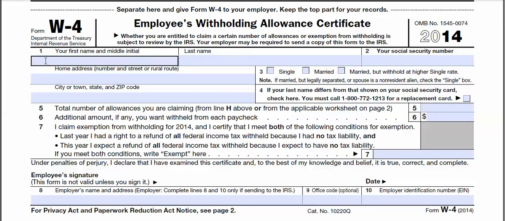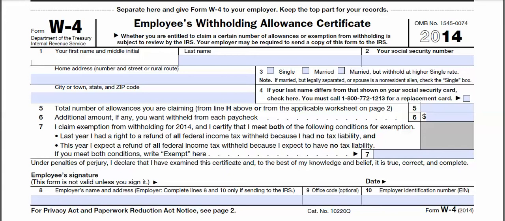When completing Form W-4, we want to take a look at the basic form itself first. Then in parts 2 and 3, we will look at the worksheets. So here you see we have the W-4 for 2014.